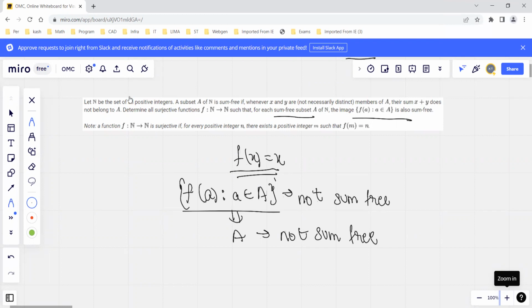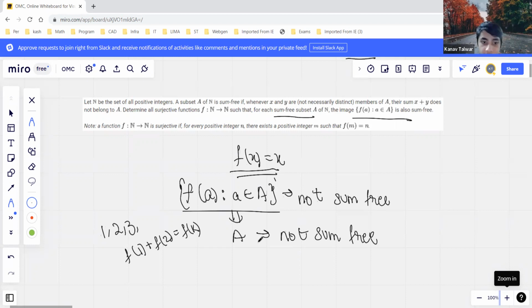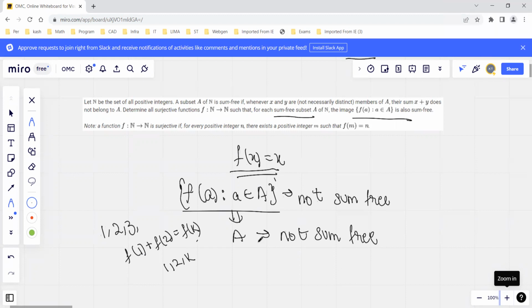Okay, so if we take the set 1, 2, k for any k greater than or equal to 4, then f of 1 plus f of 2 cannot be equal to f of k. But f of 1 plus f of 2 has to be f of something. So that something should be 3. So f of 3 should be equal to f of 1 plus f of 2. Okay, so you're saying that the set 1, 2, k is sum free for any k greater than or equal to 4. Yes.